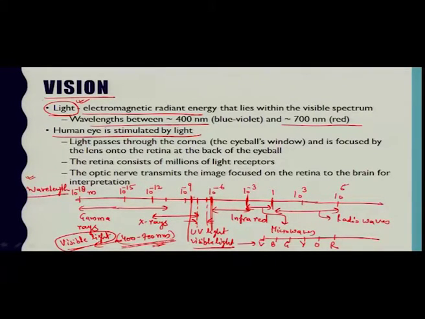So the basic principle is, this light passes through the cornea, which is the eyeball's window, and is focused by the lens onto the retina at the back of the eyeball. This retina consists of millions of light receptors. The optic nerve transmits the image focused on the retina to the brain for interpretation. So this is basically the fundamental theory of how the eye operates within the body. And let's have a figure so that you could have a better understanding of the anatomy of the eye.